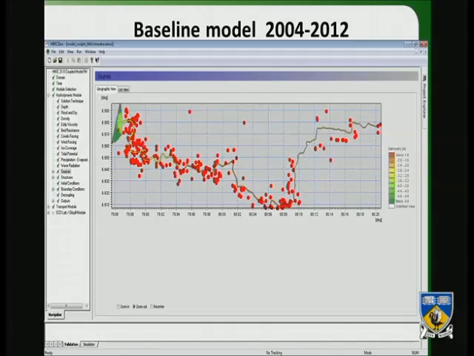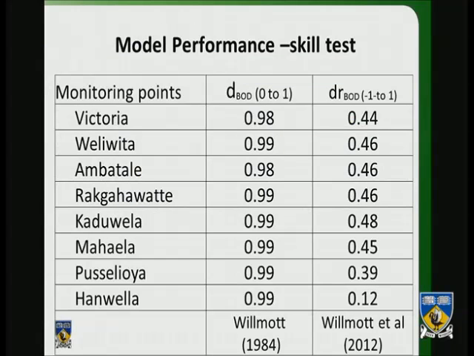So after this, we used statistical methods to validate our model performance. In most engineering studies, they use the Willmott index test. They look at the sum of squared errors and the sum of squared deviations. This index varies from 0 to 1. 0 means the observed data and simulated data are in complete disagreement. 1 means you have perfect agreement.